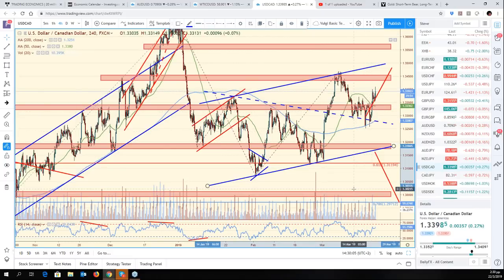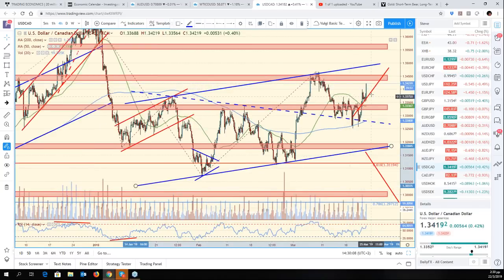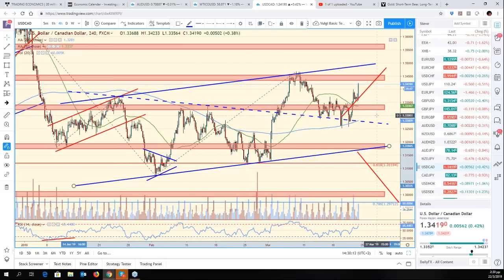CPI is slightly better than expected. The core retail sales worse than expected. So yeah, USD is actually catching a bid, as it seems here. So we're moving higher, and let's see how the market is going to settle. CPI 1.5 versus 1.4 to be exact, and retail sales. Where's the number? Minus 0.3 versus plus 0.4. Oh yeah, plus 0.4.